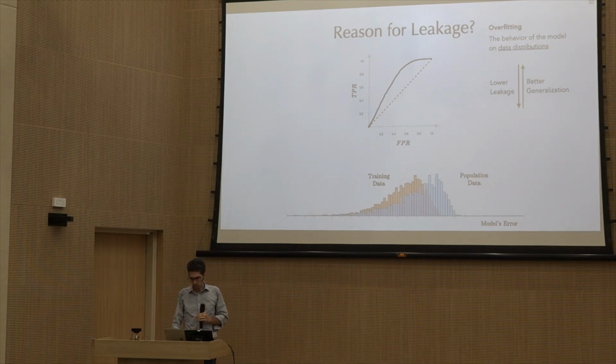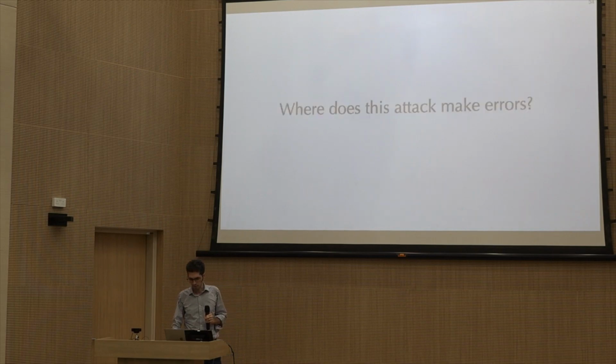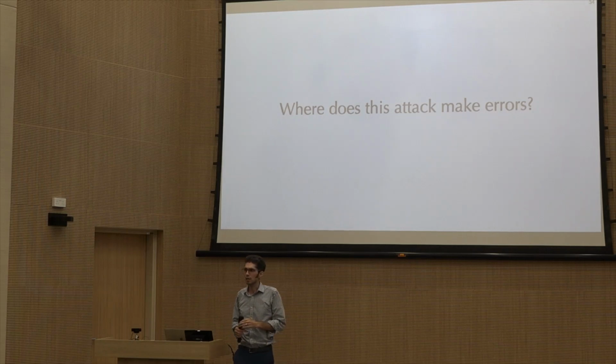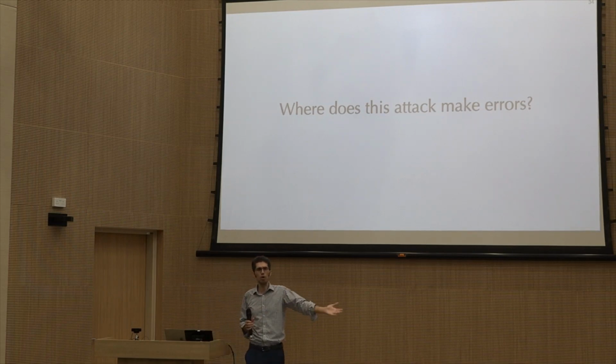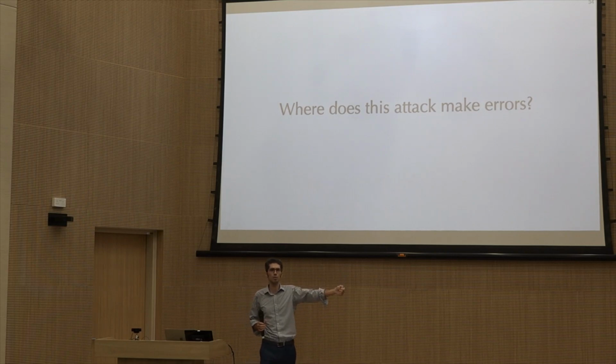So this is kind of a reason for leakage, overfitting. The more overfitted the model is, the more it leaks. Right? That's the idea. So where does this attack make error? Now the attack, the main idea that we came up with is, if the model is very overfitted, it's going to be very successful. Right? So on all the data points, the loss on the training data is very, very smaller than the loss on any population data, and then I detect all of them.